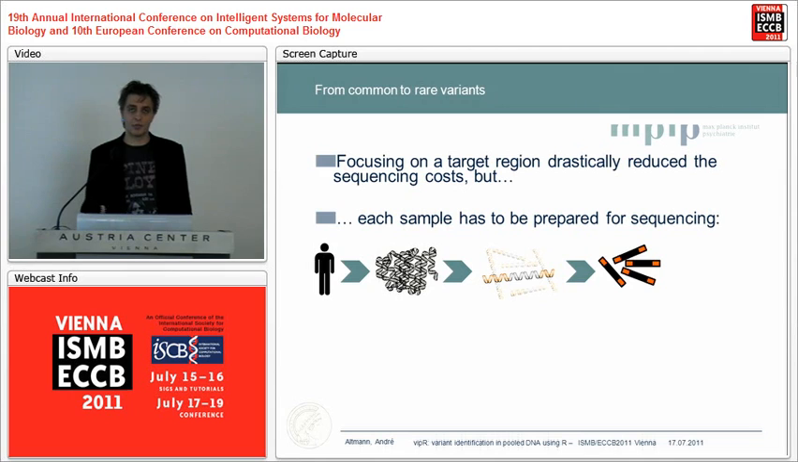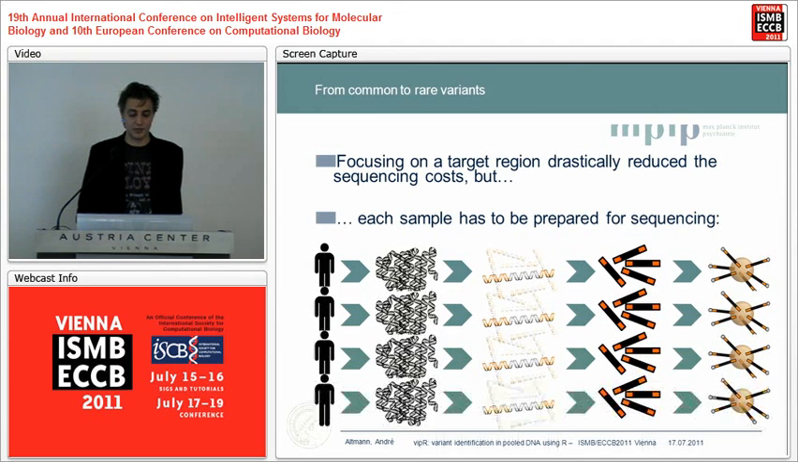comes the step where you prepare the sequencing library. This is the step where you ligate adapters to it so that it's fit for sequencing. Once you've done that, you put it on a sequencer. And this has to be done for each of the individuals. So if you have thousands of individuals you want to sequence, you have to carry out the steps 1,000 times.